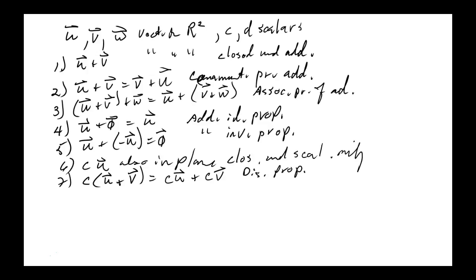I like to add a few words to it. Specifically, it's the distributive property of scalar multiplication over vector addition. Technically that would be the better way to say it, because the next is going to be a distributive property as well.